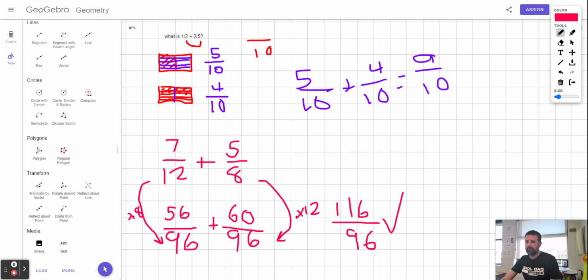Okay. Could you simplify? Sure. Could you turn it into a mixed number? Sure. I don't need that in my life. Okay. If you want to practice that for future teachers, go nuts. 116 and 96, that's a fraction I understand. 96 would be the whole. I've got more than a whole. I understand that. I don't need to do any additional work on that. If you want to, go nuts. But for me, that's a perfectly good answer.